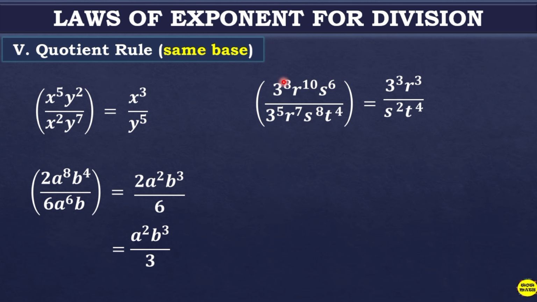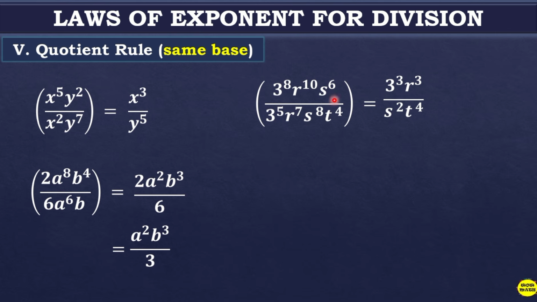Okay? Next, yung R natin, saan natin ilalagay? 10 minus 7, that is 3. So, R raised to 3, saan natin ilalagay? Sa numerator din, kasi mas mataas yung exponent ni R natin. So, ayun po siya, R raised to 3. Okay? And then, yung S natin, meron tayong 8 and 6. So, 8 minus 6, that is 2. So, S raised to 2 na lang. Saan ko ilalagay yung S raised to 2? Sa denominator, kasi mas mataas si 8.